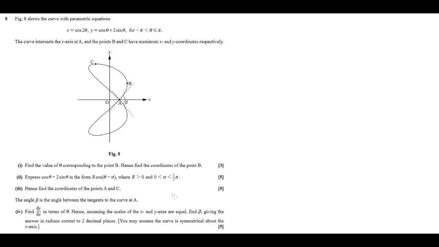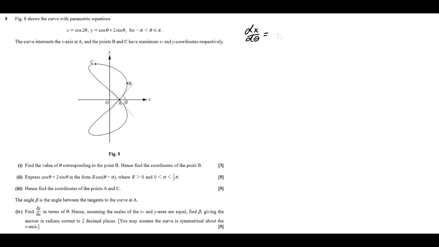So given that the curve is symmetrical about the x-axis, all we need to care about is either the lower half angle or the top half angle. Let's see what happens. So let's start with dy by dx. To find that, we want to multiply dy by d theta by d theta by dx. So let's find dx by d theta first, and we can take the reciprocal of that and it would work.